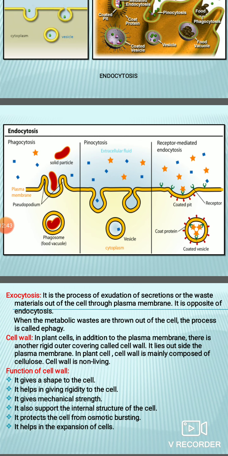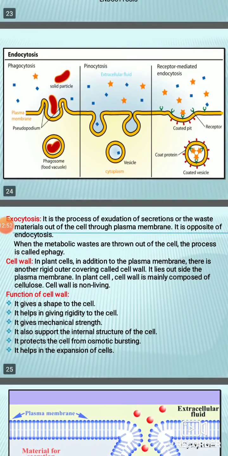As I have already told you, since it is the extra additional covering of the cell, it protects the cell from mechanical damage and infection. So below I have put some of the functions of the cell wall. First one, it gives shape to the cell, you know very well. Next, it helps in giving rigidity to the cell, a particular shape, a perfect strength to the cell. Okay, because it is the additional covering.